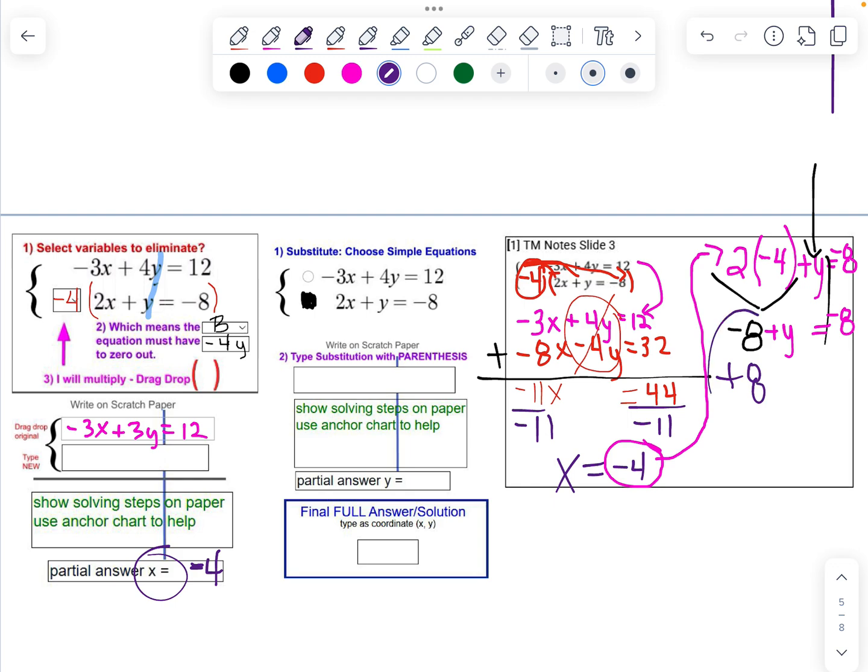Last step, add 8 to both sides. y equals 0. Type 0 right there, check your answer, fill in your final answer.